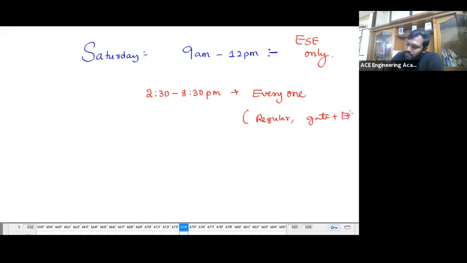GATE plus ESC and college goers, whoever is there, everybody, you have to come from 2:30 to 8:30. We are going to finish it off on Saturday, and we don't leave anything for Sunday. I already buffered the time, because I know that some time would be lost. So the next 3 days, we have 4 days for us.